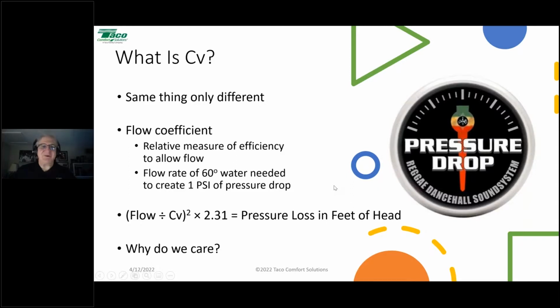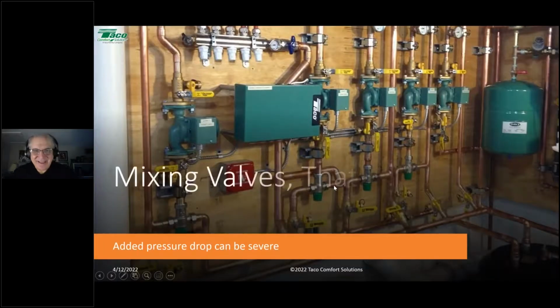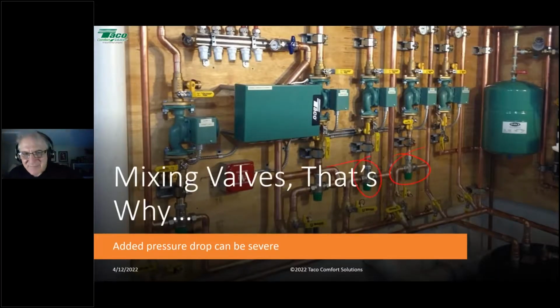Let's show you why we care. These guys right here, mixing valves, things like that, zone valves to a degree. The Taco Zone Sentry zone valve, for example, the 3/4 inch Zone Sentry zone valve has a CV of 10.3. What does that mean? It means through that 3/4 inch valve, 10 gallons a minute of flow will equal 1 psi of pressure drop, or 2.31 feet of head.